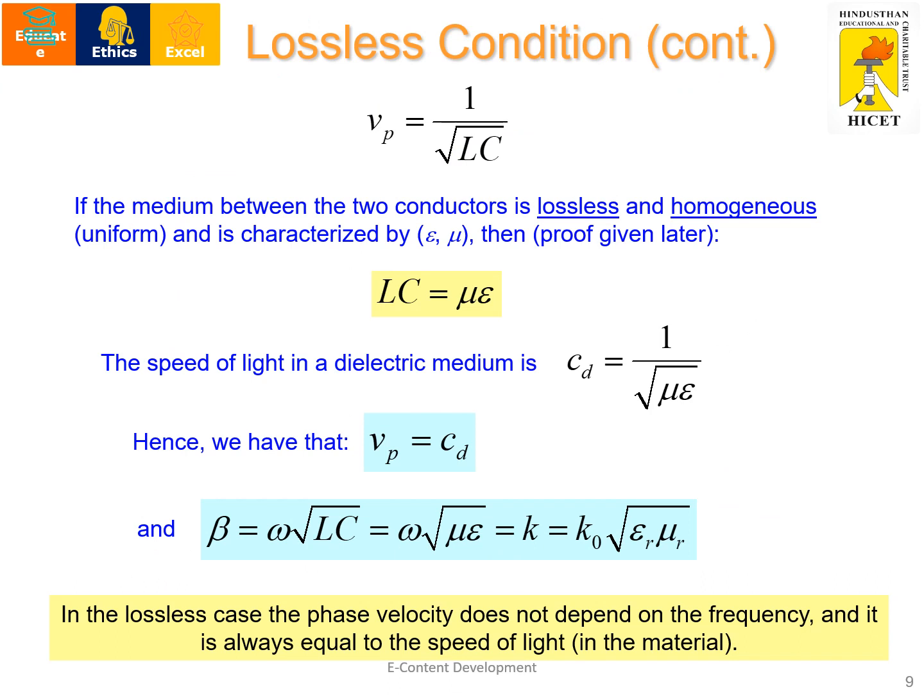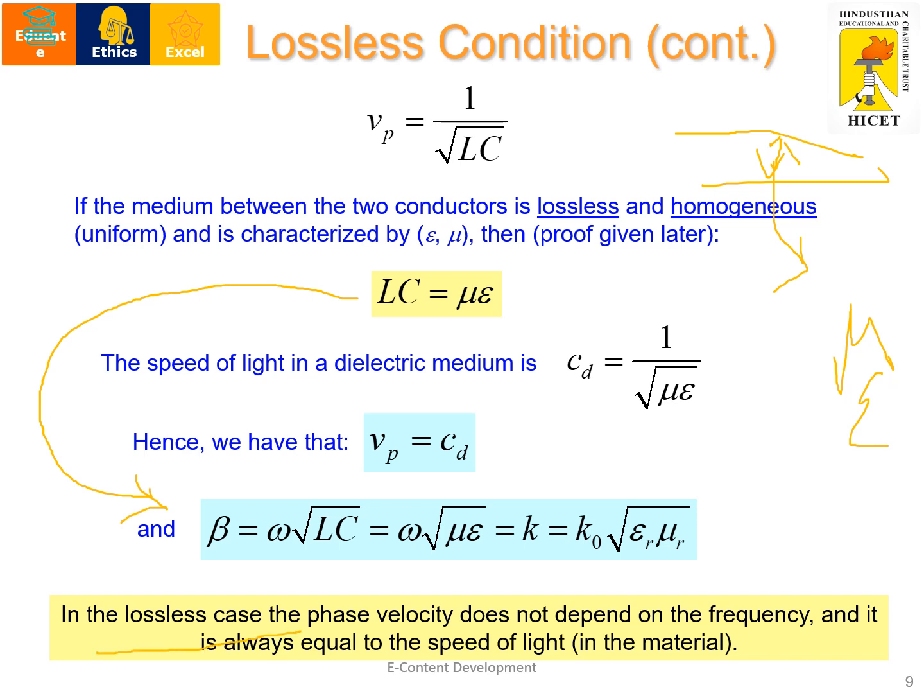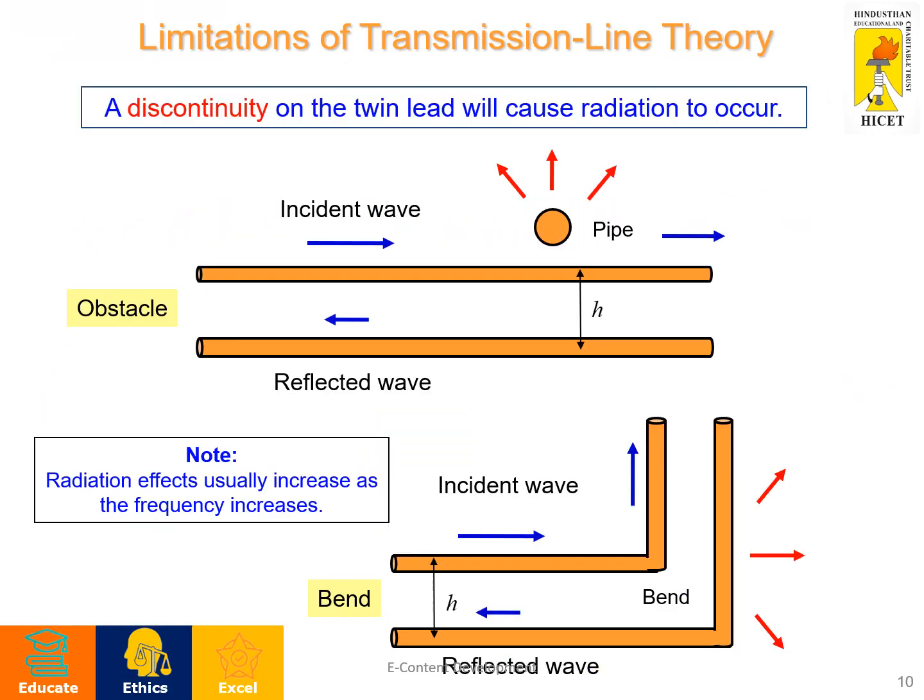The other is based on the medium. As I said, two conductors, and in between is a dielectric medium. It may be of any medium, mu or epsilon. So based on this, we are formulating the lossless condition, that is LC equal to mu epsilon. And based on this, we are obtaining beta equal to omega into root LC, which is equal to omega into root of mu epsilon. And in the lossless case, the phase velocity does not depend on the frequency, and it is always equal to the speed of light. So as a whole, if we are assuming it as a lossless one, it should not depend on frequency.